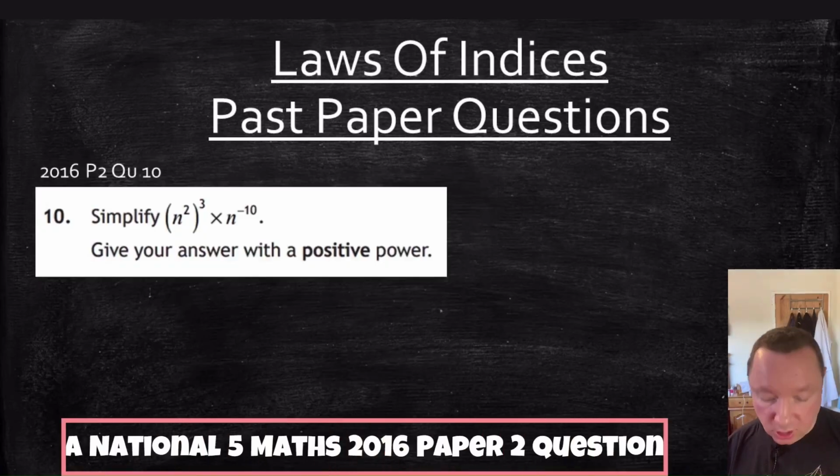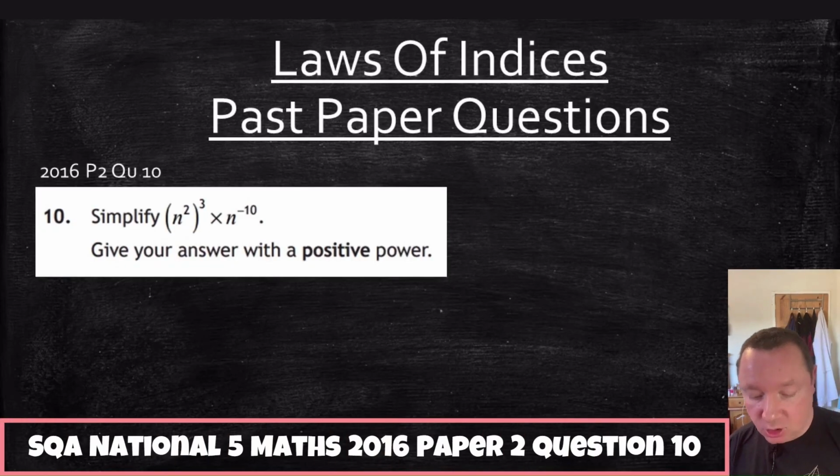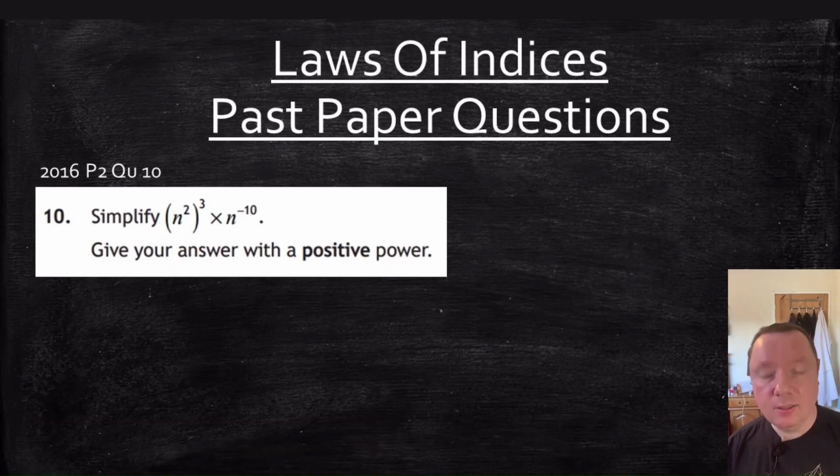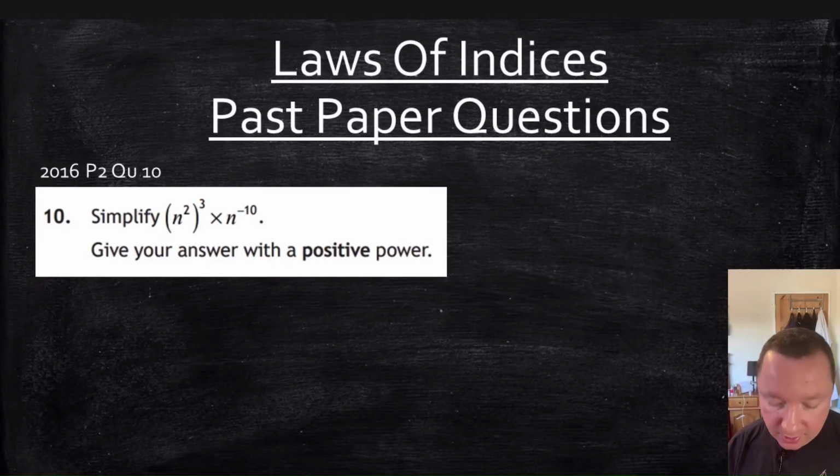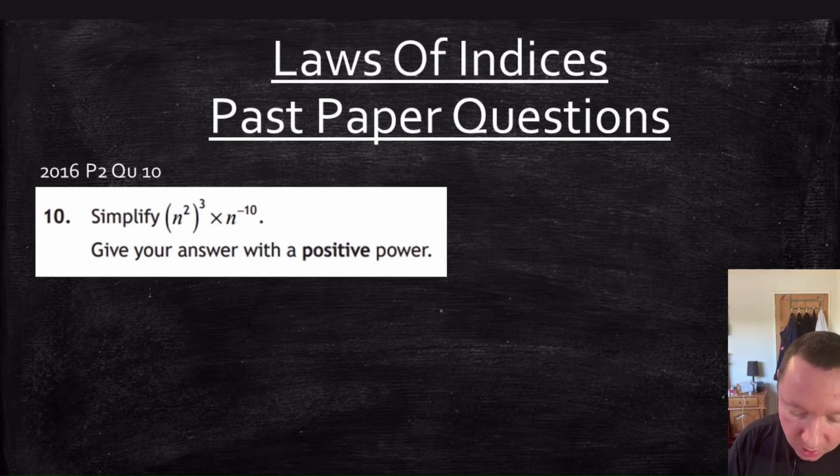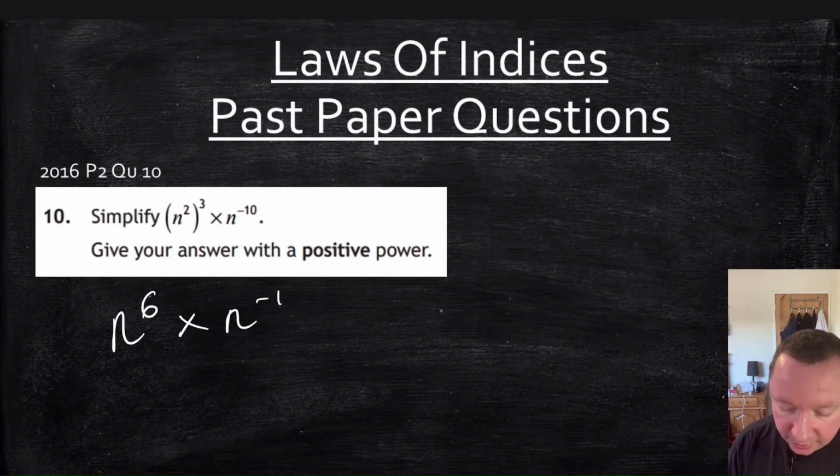2016 paper 2 question 10. Simplify n squared cubed times 10 to the n to the minus 10. Give your answer as a positive power. So let's start with the n squared cubed. That gives me 2 times 3 is 6 times n to the minus 10.